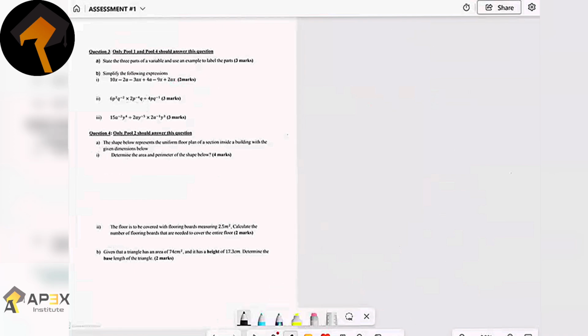I've decided not to draw the diagram prior to making the video because I want to show you the construction of what I'm doing. So it says your question for only pool 2 should answer this question because they're the only group that's doing measurement. It says that the shape below represents the uniform, let's underline this word, uniform, floor plan of a section inside a building with the given dimensions below. Your task, after observing and analyzing the diagram, is to determine the area and the perimeter of the shape.